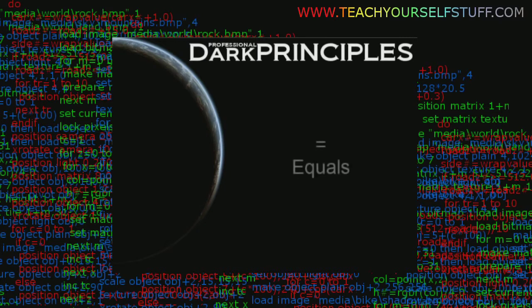Relational operators come in five symbols. We have equals, we have greater than, we have less than, we have equal to or greater than, and we have less than or equal to. As the name suggests, they basically work out the relationship of two pieces of data.